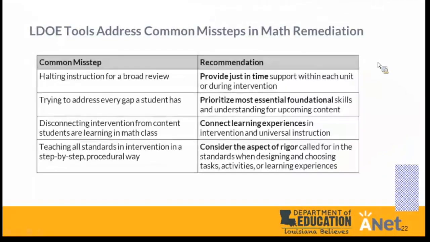One reason that we feel so excited about the Louisiana Department of Education Eureka Remediation Tools is how they do address so many of these common missteps. And so the few that I've called out on the screen are just a few examples of that. And so, as one participant called out, oftentimes we do halt instruction for a broad review. I know oftentimes at the beginning of the year, teachers feel a need to go back and review concepts from the prior year to make sure students remember them over the summer and have what they need.